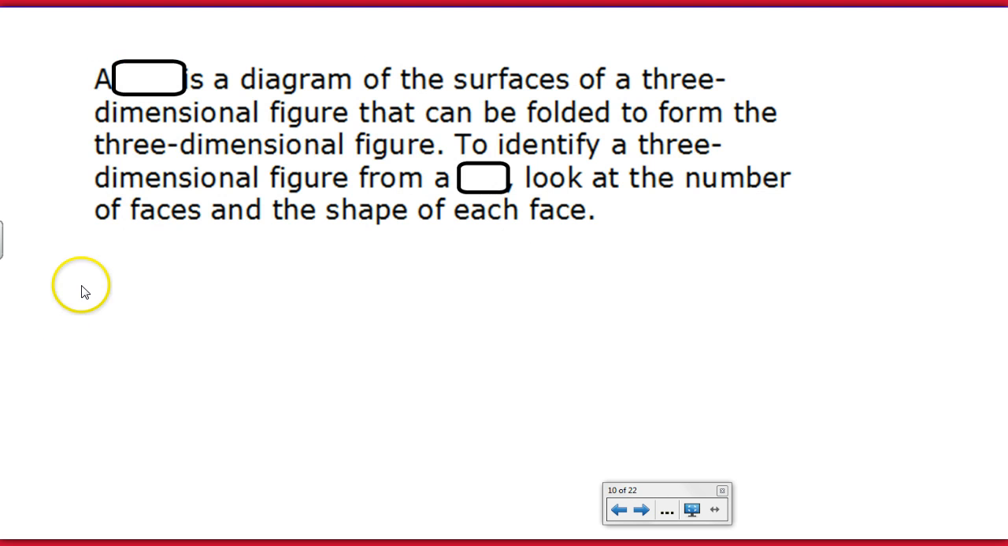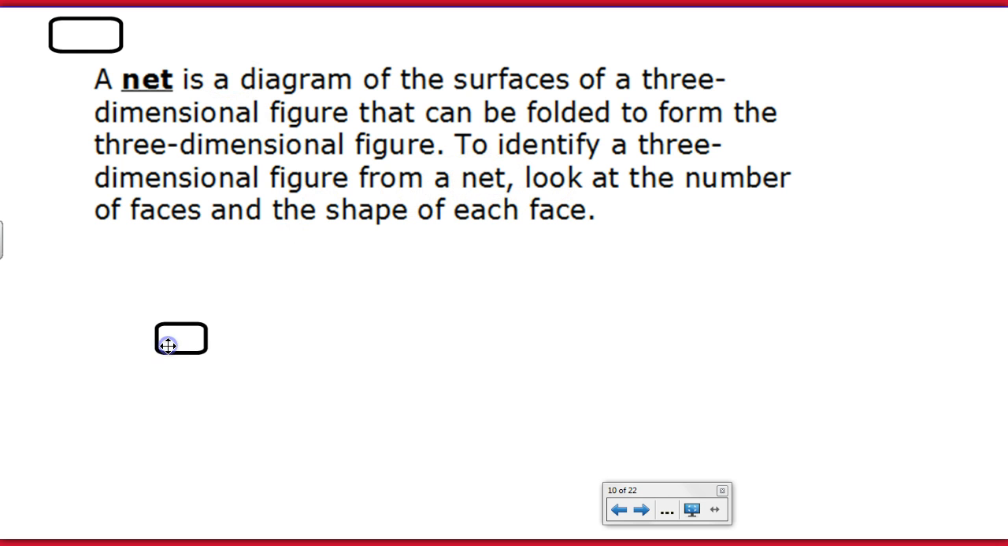Circle M. What do we call a diagram of the surfaces of a three-dimensional figure that can be folded to form the three-dimensional figure? Recall we did this in pre-algebra. We folded a lot of different diagrams into 3D figures, and we called those nets. Those are a net, right? To identify a three-dimensional figure from a net, look at the number of faces and the shape of each face.